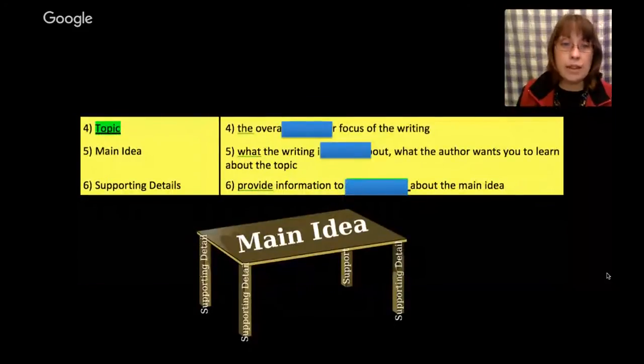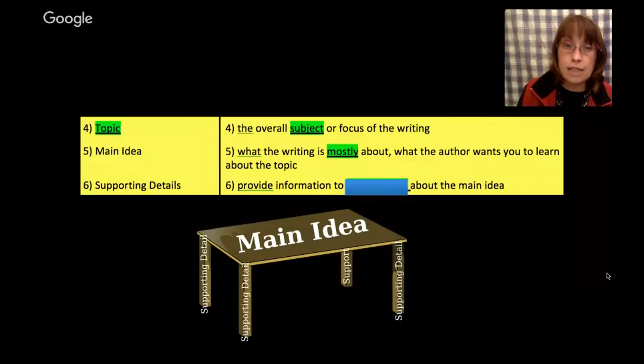Next, we have the things that you're looking for in a text. We have the topic, which is the overall subject or focus of the writing. Then we have main idea, what the writing is mostly about, what the author wants you to learn about the topic. Now be careful here. Most often students get topic and main idea confused.